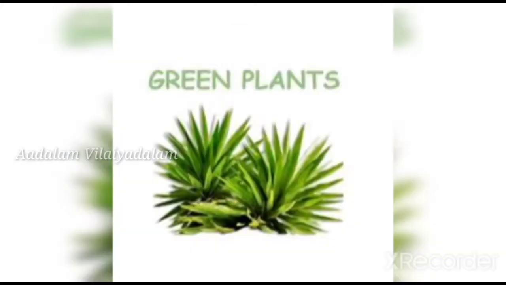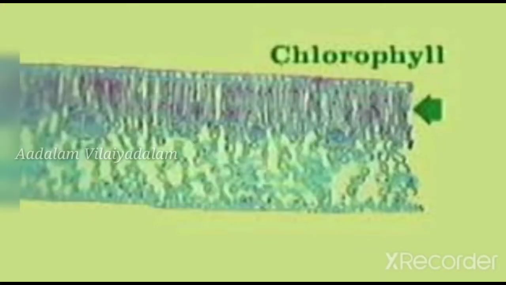Next one, green and non-green plants. The most important pigment present in plants, already we learned in the last class, what is the green pigment present in the leaves of plants? It is called chlorophyll. Yes. Based on the color present in the plant, they are divided into two groups: green and non-green plants. Green plants. Plants containing green pigments are called green plants.